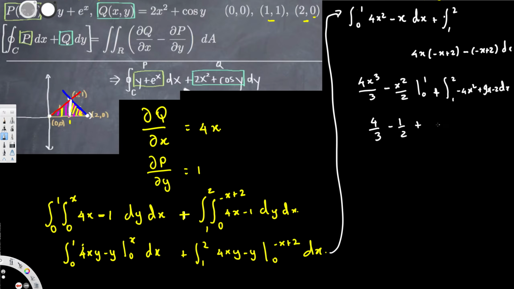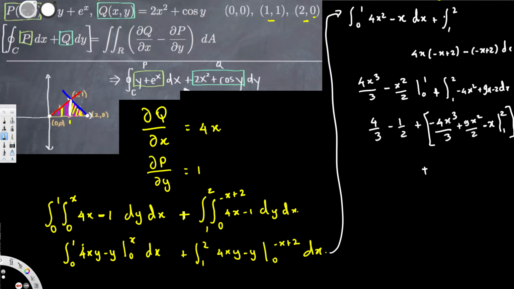If we integrate this one, this is going to become negative 4x cubed divided by 3. And here, okay, let's separate this one. Here we are going to have 9x squared divided by 2, and then this negative 2x, and that's going from 1 to 2. Okay, now let's plug the values.